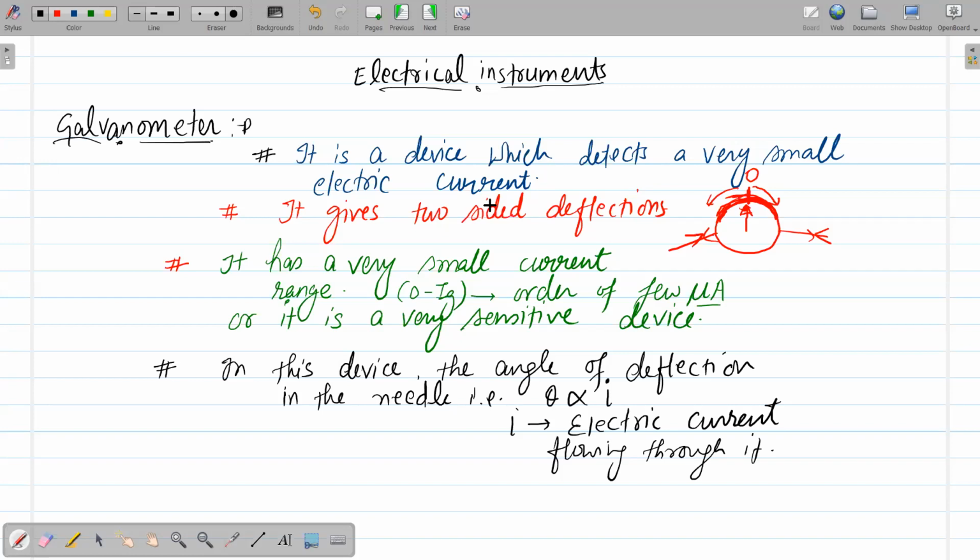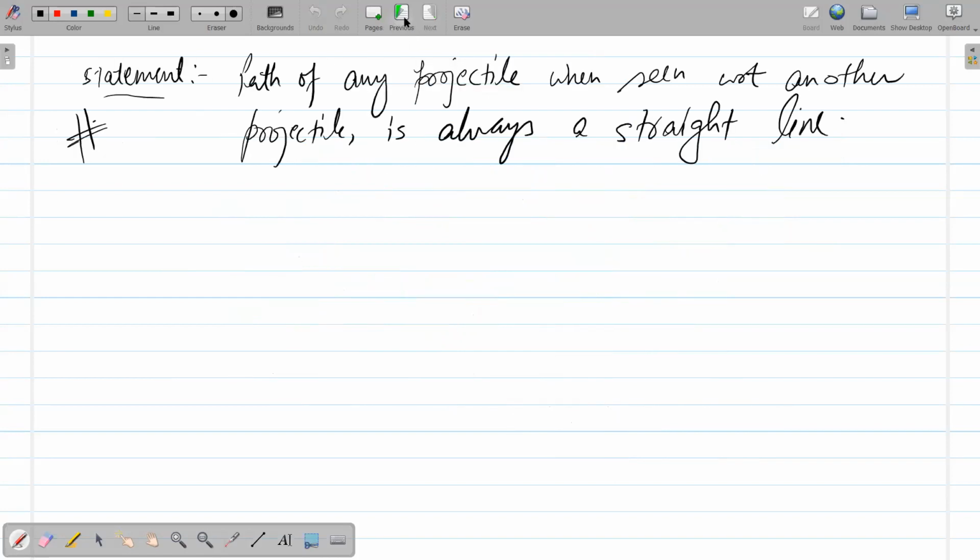Clear to you all? This means that the smaller the current flowing through the galvanometer, the smaller will be the deflection. If you make the current twice, the deflection will become twice. Right? Now, I'm going to explain before you how to convert a galvanometer into an ammeter.